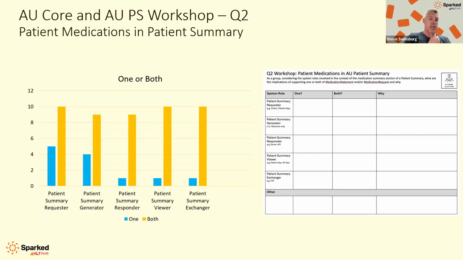So I guess in terms of the requester, request what you need. You may not necessarily need to support both. And the generator, well, you would generate what you're asked for. So again, you may not need to support both, but there was quite a lot of responses around actually generating both. The responder, the viewer, and the exchanger makes sense in that you would need to be able to handle both for viewing or responding or exchanging data.